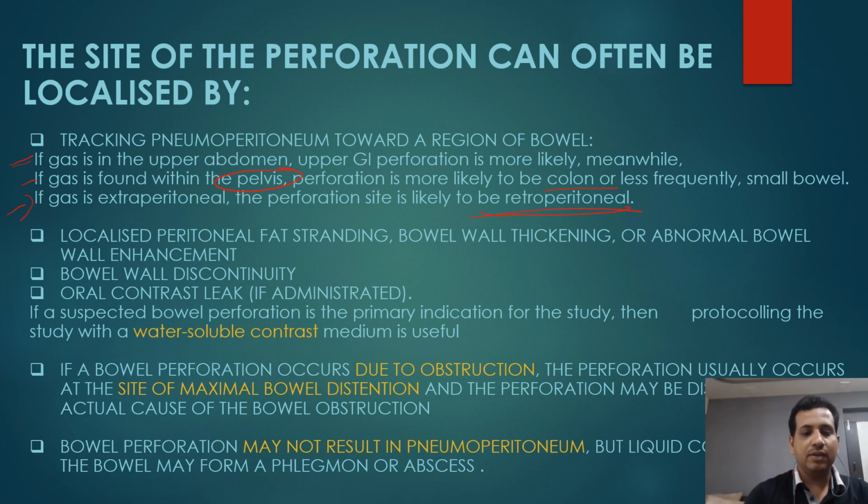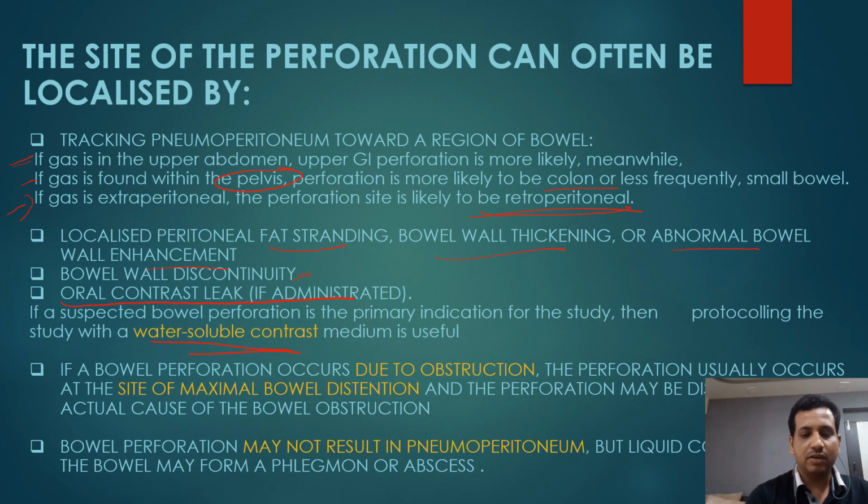Okay. And then localized peritoneal fat stranding, bowel wall thickening, abnormal bowel wall enhancement can be seen at the site of perforation. And sometimes you can directly see the bowel wall discontinuity. Bowel wall discontinuity directly demonstrates the perforation, but in the absence of clear evidence, features like fat stranding, bowel wall thickening, abnormal enhancement will give a clue to the possible site of perforation. Then, if we cannot identify, we can go for oral contrast. Okay, so this can demonstrate contrast leak. So we have to give a water soluble contrast, which will help us to demonstrate leak of the contrast from the site of perforation.